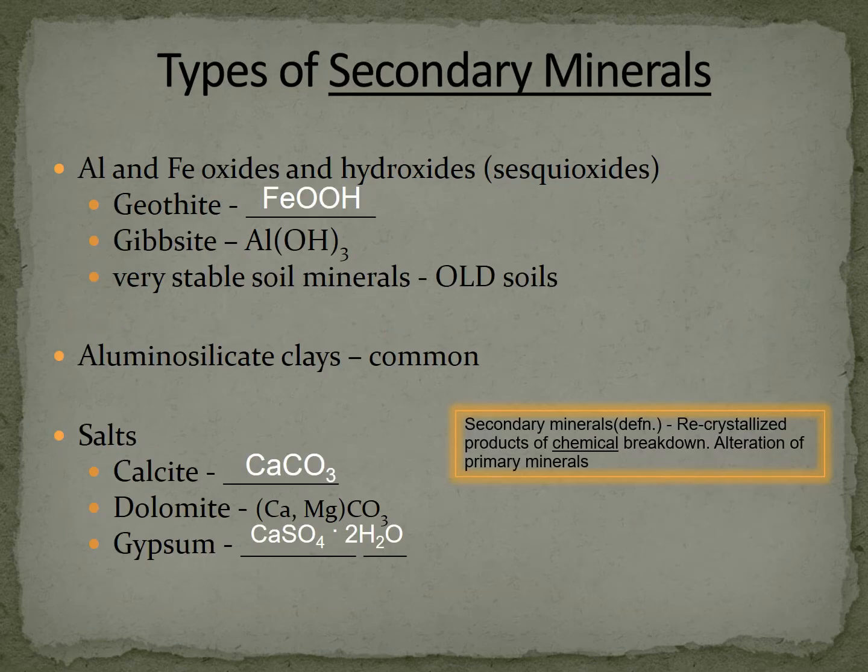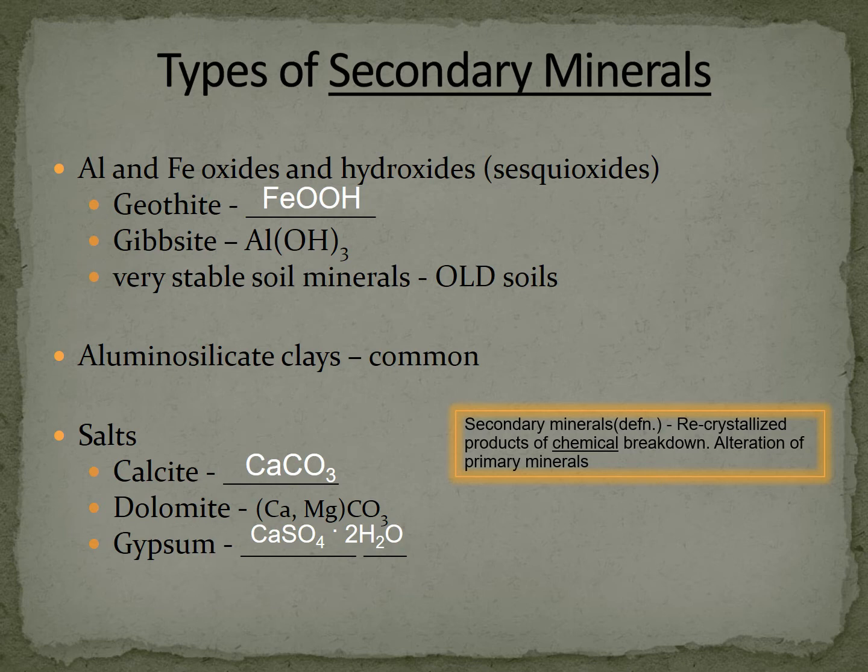Some of the secondary minerals. Aluminum and iron oxides and hydroxides, sometimes called sesquioxides, but this isn't a mineralogy class. We're not going to go super deep into that. Goethite, a source of iron. Gibbsite, an aluminum hydroxide. Very stable soils have these minerals. They're very old. This is the end of the weathering sequence.